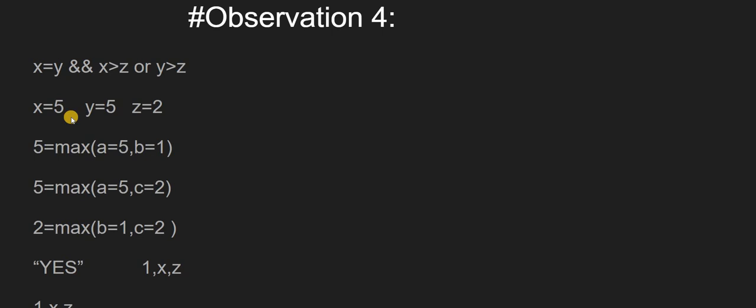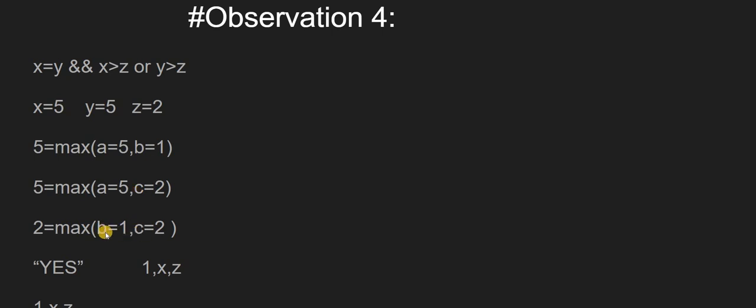x equals 5, y equals 5 and z equals 2, because x should be greater than z. So we can take any value of z less than 5. For this case, x, y, z is 5, 5, 2, and maximum of a, b. I am taking a equals 5 and b equals 1. And for y, it should be maximum of a, c. As we take a equals 5, let us assume c equals 2.